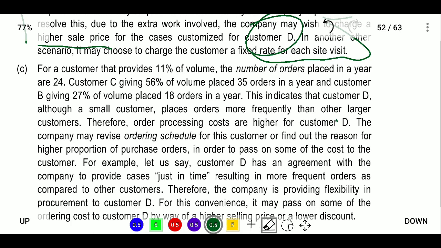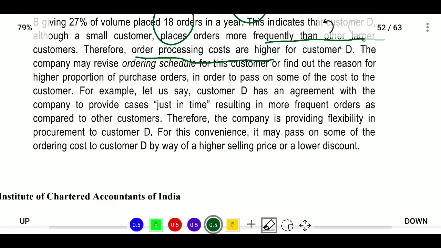Next, customers that provide 11% of value, number of orders. What are the orders placed? Here customer C is giving 56% and ordering 35 orders, and customer B has only 18 orders. So it is better to say that even though he is a large customer, order processing cost was increasing higher for customer D, and the company may review the ordering schedule for these customers and find out the reason.